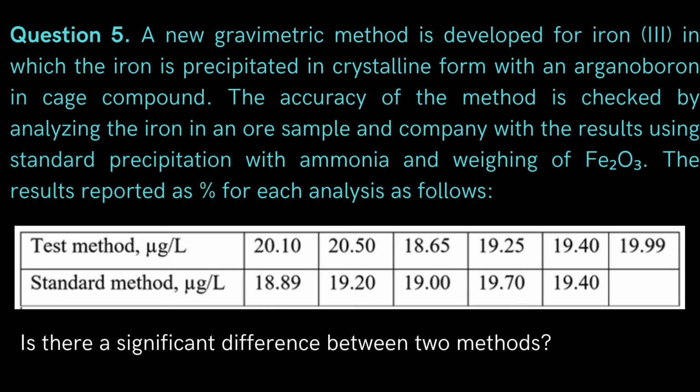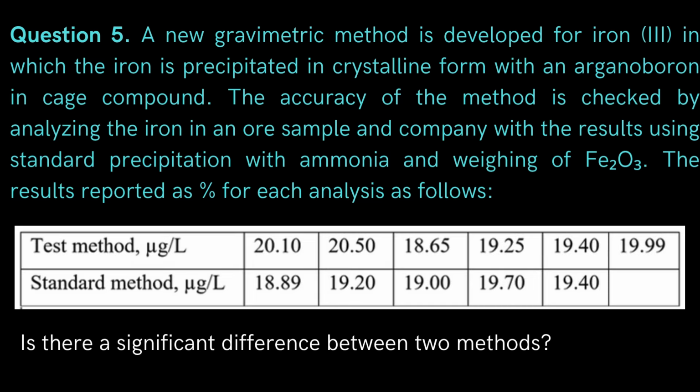Let us see here a numerical problem. Question number 5 on the student t-test for comparison of the means of two samples. A new gravimetric method is developed for iron(III), in which the iron is precipitated in crystalline form with an organoboron compound. The accuracy of the method is checked by analyzing the iron in an ore sample in comparison with the results using the standard precipitation with ammonia and weighing of Fe2O3. The results reported as percentage for each analysis are as follows.